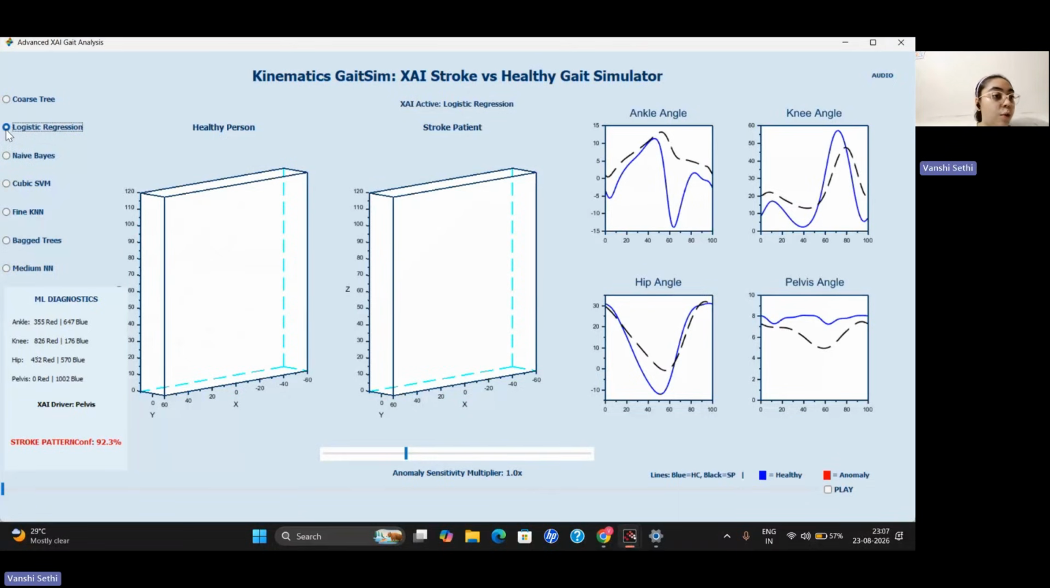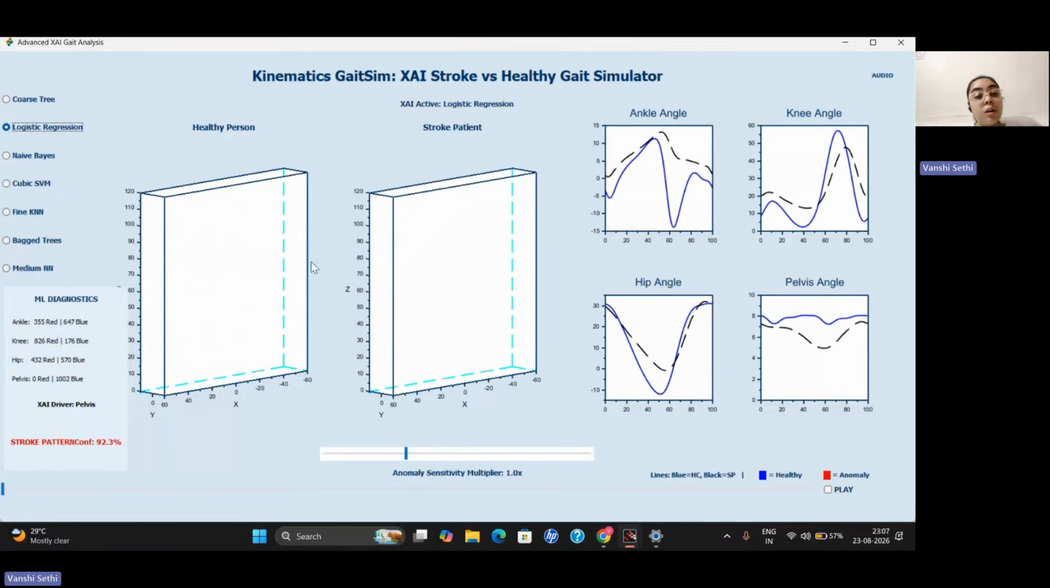We have to select a model, for example, logistic. Then you can see we have selected pelvis is the main culprit. Then we can see the stroke pattern. Pelvis is the main driver. And for the stroke pattern, you can see knee is the most stiff one. It has 829 red and only 176 blue.